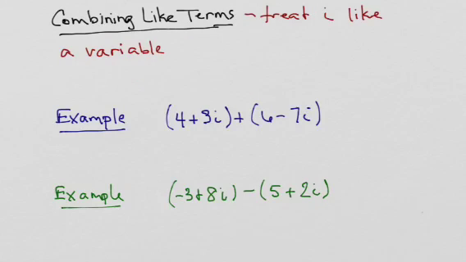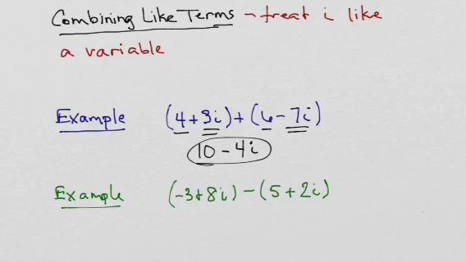All right, let's try some examples of what our work will look like today. Again, we're going to treat i kind of like it's a variable. This first one here, we're combining some like terms. We want to combine our constant terms first. The constant term goes in front here. So 4 plus 6 makes 10. Now the imaginary terms. 3 plus -7 would make -4i. Again, notice the order. The imaginary term comes last, after the constant term.